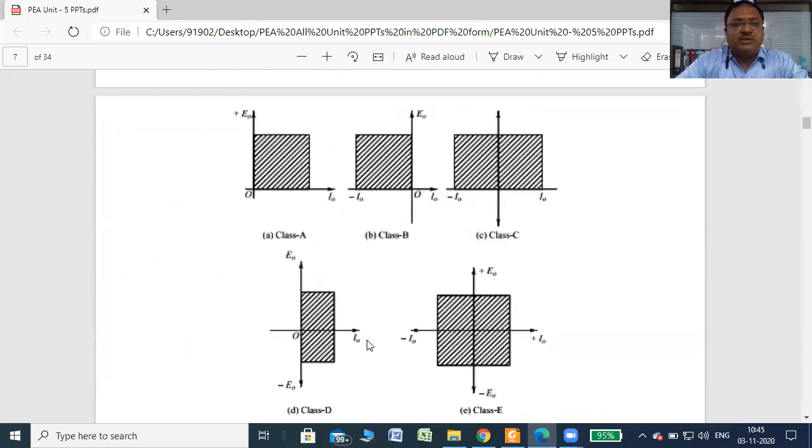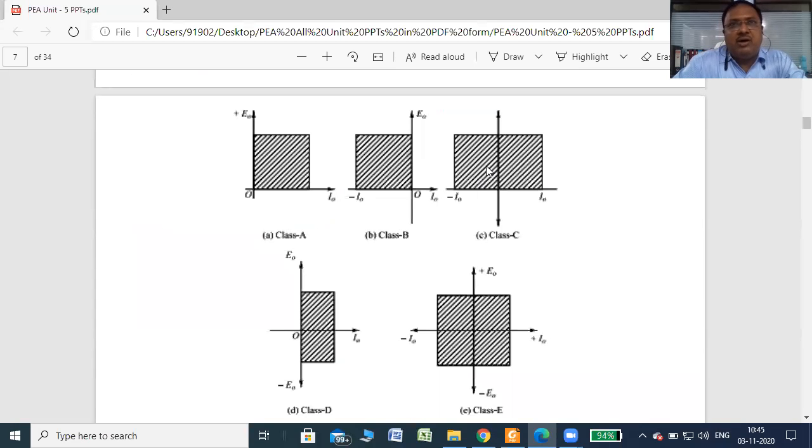These are the figures you can see here. For chopper class A, the output voltage and current both are positive, so the characteristics lie in the first quadrant. So this is chopper A. Chopper B is one in which the output voltage is positive but current is negative.